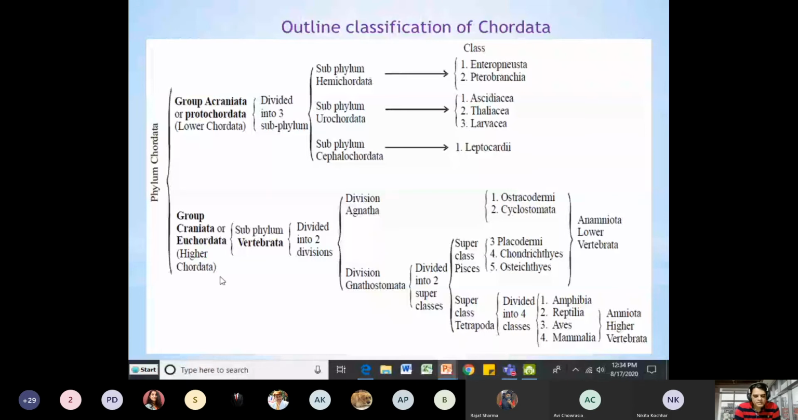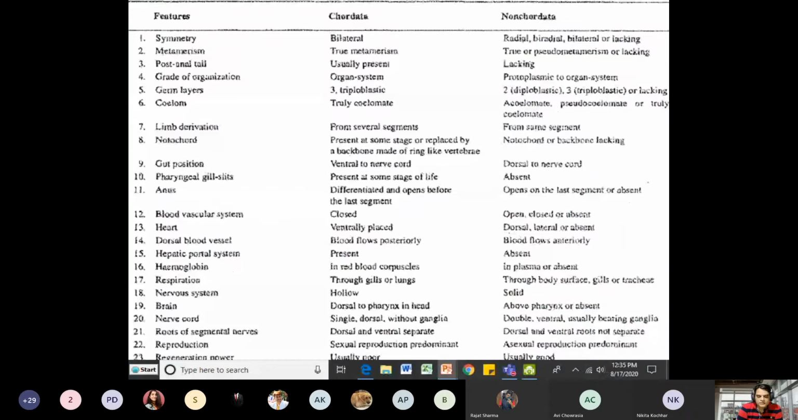This is, you can say, the traditional view of classifying chordates, whereas the prescribed, or you can say the authorized classification we have to follow, is proposed by Young's third edition. So now coming to the features and how, on the basis of these features, we can differentiate between chordates and non-chordates. So we will take them briefly.